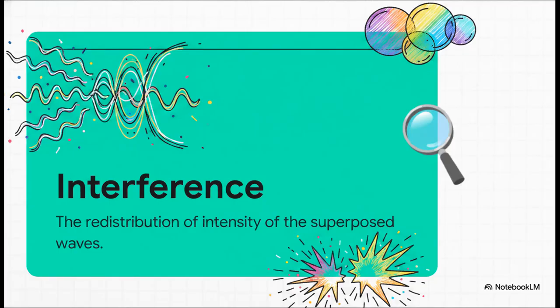Well, the secret behind those beautiful colors is a phenomenon known in physics as interference. In the simplest terms, interference is the redistribution of intensity that happens when superposed light waves interact. Or, to put it even more directly, it's what happens when light waves literally crash into each other. Depending on exactly how they crash, they fundamentally alter what our eyes detect.